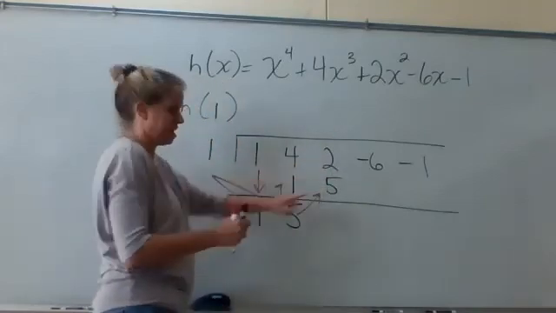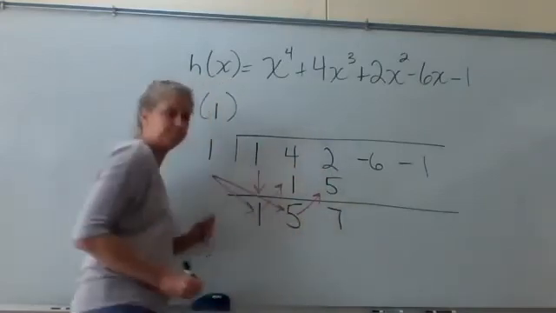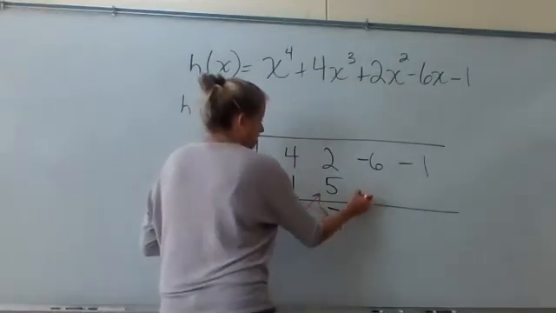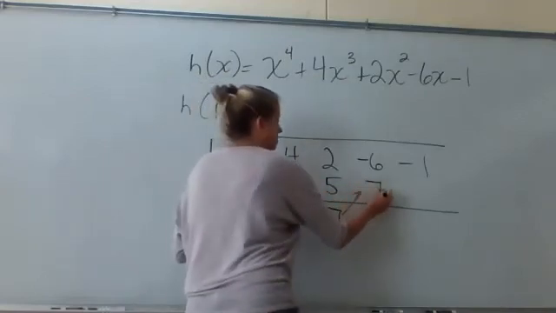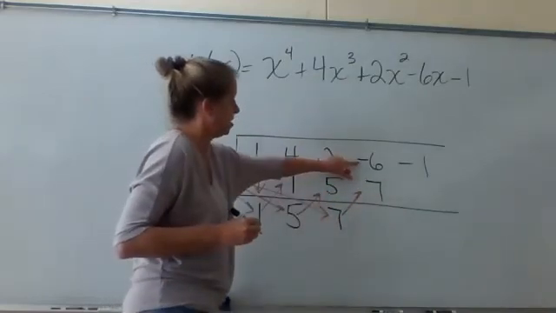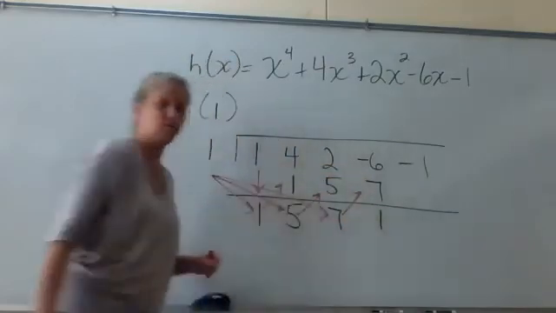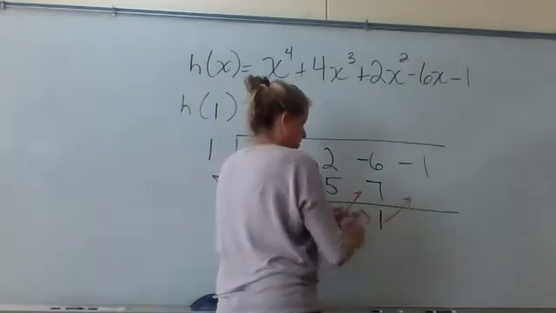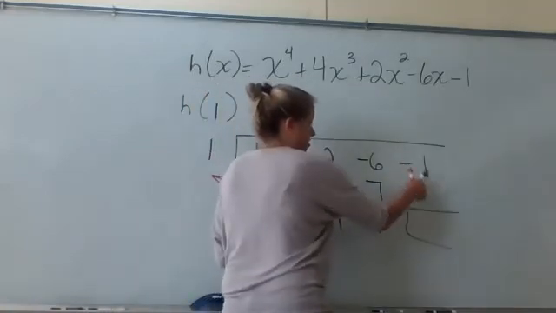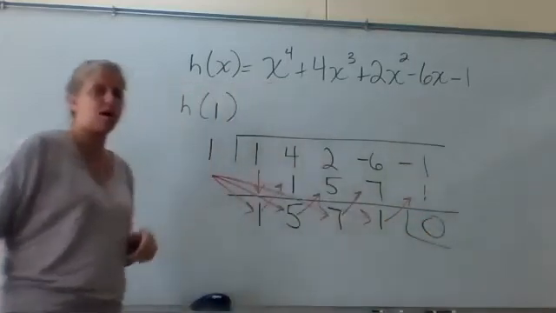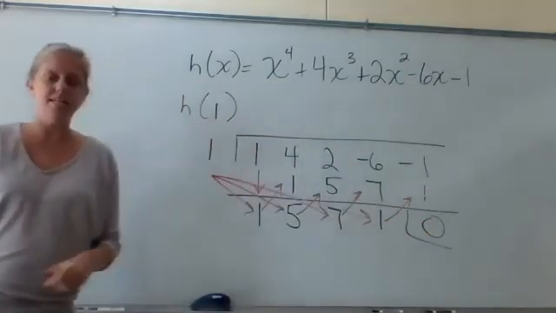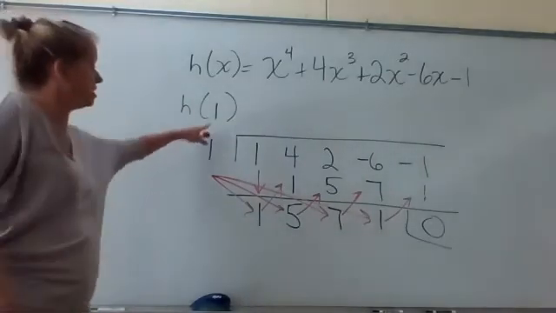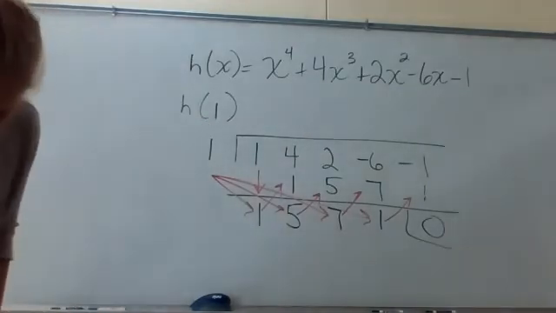When I add this straight down, 2 and 5 gives me 7. 1 times 7 gives me 7. Add it straight down. Negative 6 and positive 7 gives you positive 1. And the last one, 1 times 1 is 1. And when I add this down, negative 1 and positive 1 is 0. So yes, 1 is a 0 of this function. If you put that in your y equals and graphed it, one of the places it's going to cross the x-axis is positive 1.